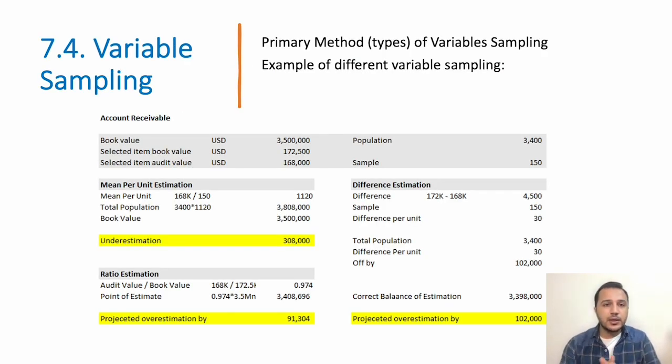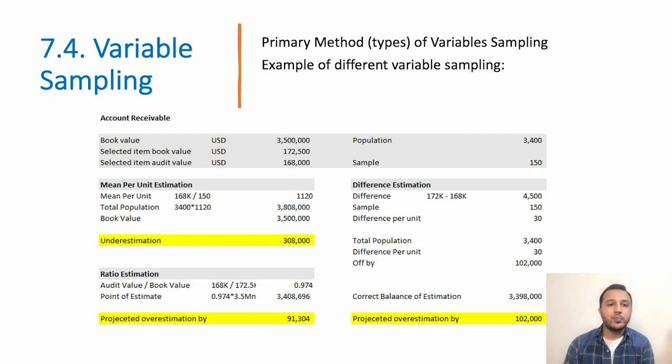So here is an example to show how we can apply all these three concepts. The first piece of information we have is that the book value the company has recorded for the overall population of accounts receivable is 3.5 million. Out of 3.5 million, we selected 172.5 thousand in our sample to review the customers and check their balances.